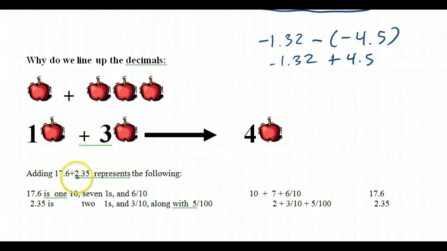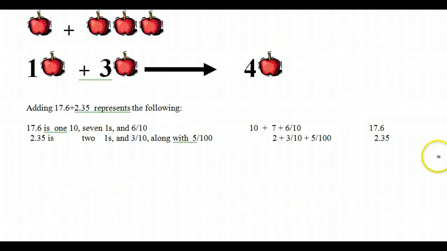So if we look at 17.6 and 2.35, 17.6 translates into 1 ten, because that's what the 1 stands for right here. These are the tens. And then the 7 is in the ones. And it tells us how many ones we have, which is 7. And then the 6 is in the tenths place, so it tells us how many tenths we have. Same thing, 2 is in the ones. This is the tenths, and these are the hundredths. So that's where we line up the decimals. So our ones are with our ones, our tens are with our tens, and then our tenths are with our tenths.